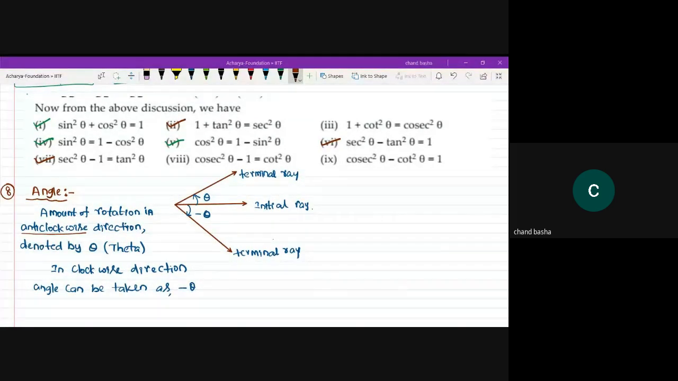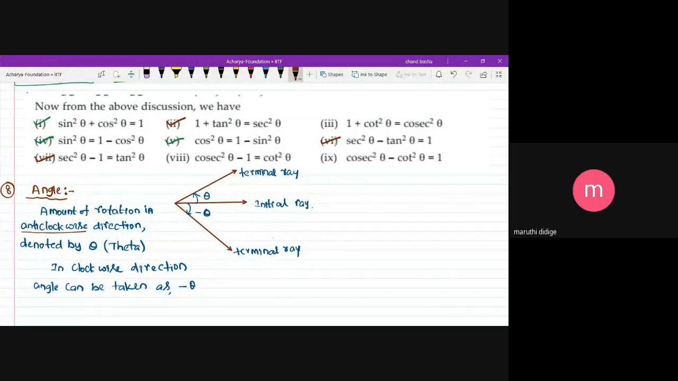Any doubt regarding this concept, angle? Please tell me where you do not understand, and I will explain once again. That is a simple definition. Even yesterday I discussed this concept. In the clockwise direction, the angle is minus theta, negative. Now, where do we use this concept? Let me give one example.